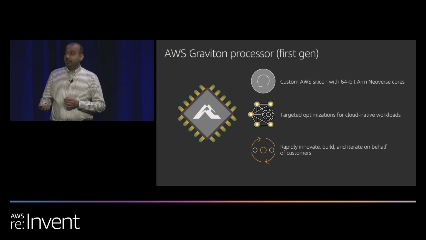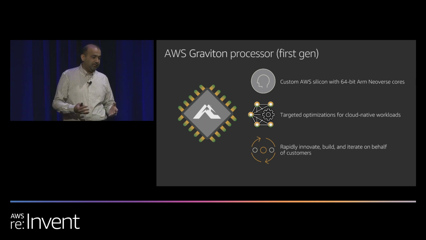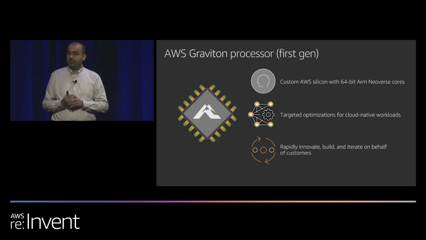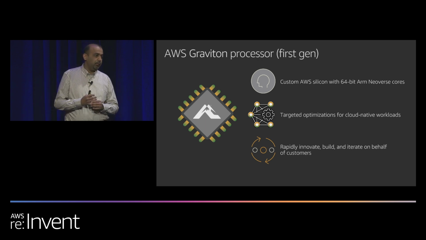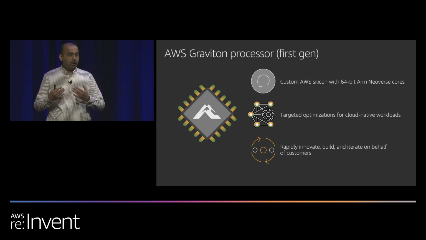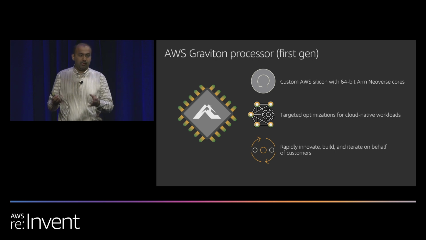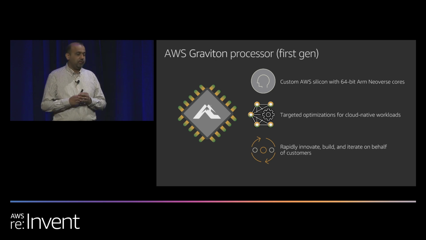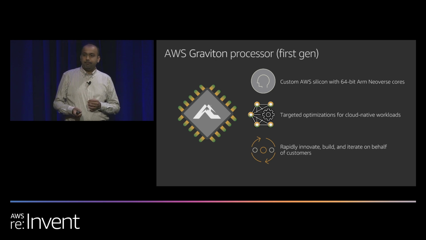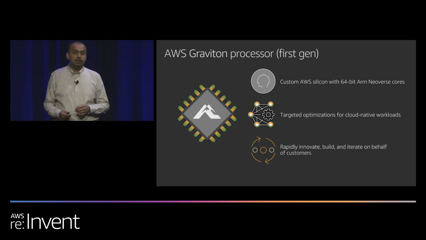So as most of you may know, the Graviton CPU, the first gen that we launched last year, was built utilizing 64-bit Arm Neoverse cores and custom silicon that is designed by AWS. And by building our own silicon based on our knowledge of running hyperscale workloads and our knowledge of operating cloud infrastructure, we are able to build in targeted performance and cost optimizations for cloud-native workloads. And also, this allows us to build, iterate, and innovate continuously based on customer feedback.